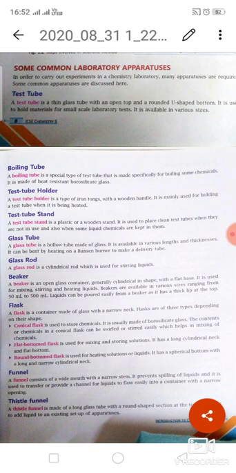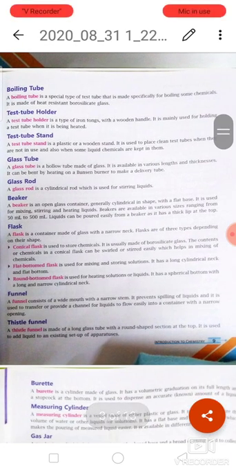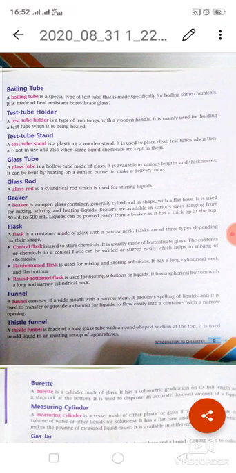A glass tube is a hollow tube made of glass. It is available in various lengths and thickness. It can be bent by heating on a Bunsen burner to make a delivery tube. I will read only, then I'll explain you in detail afterwards. Now let's see a glass rod. A glass rod is a cylindrical rod which is used for stirring liquids.